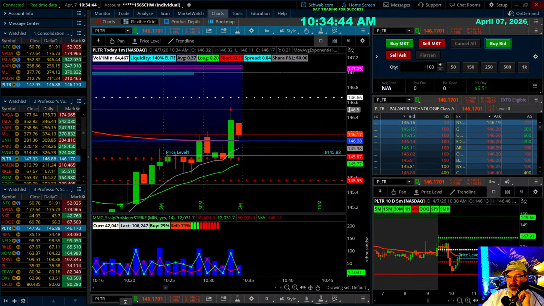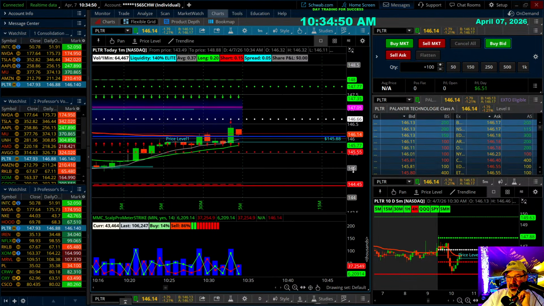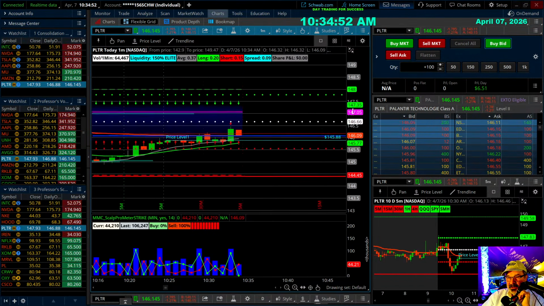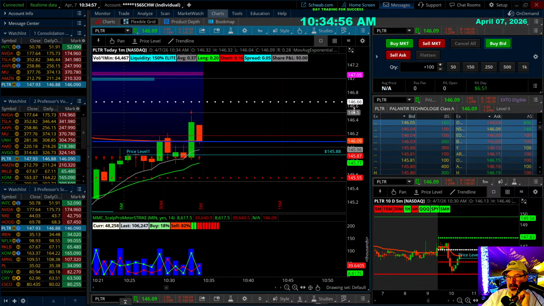Here's a magnet way up there, but now it's leaving the VWAP, and we're down here by the 50 moving average. What else is up here? Where's the 100? It's far away, right? Far, far away.